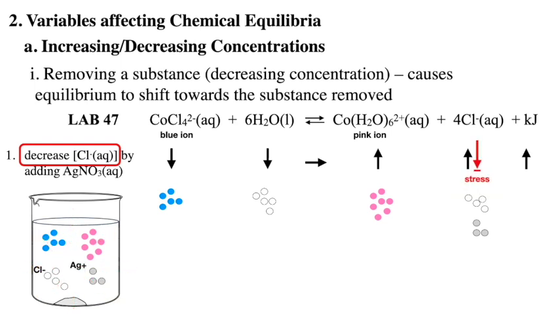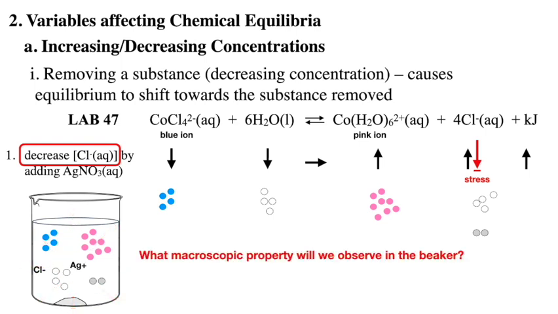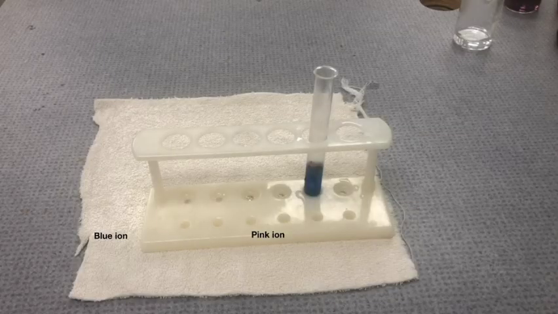Same thing again. I caused those two to precipitate. I must shift to replace. Those go down. Those react and form products. Pink appears as blue disappears. And there you have it. That's what I would see. What macroscopic property would I observe in the beaker? It'll turn pink. Here it is in real life.